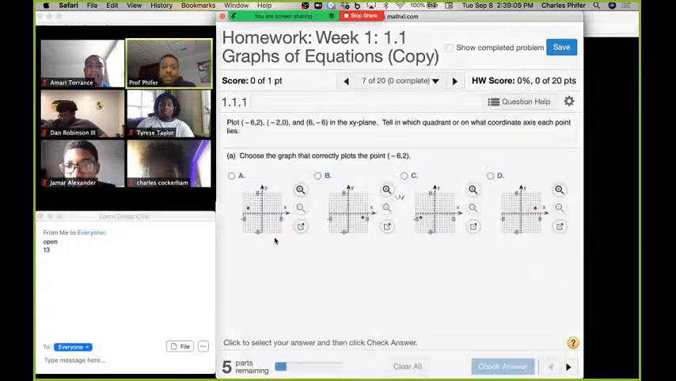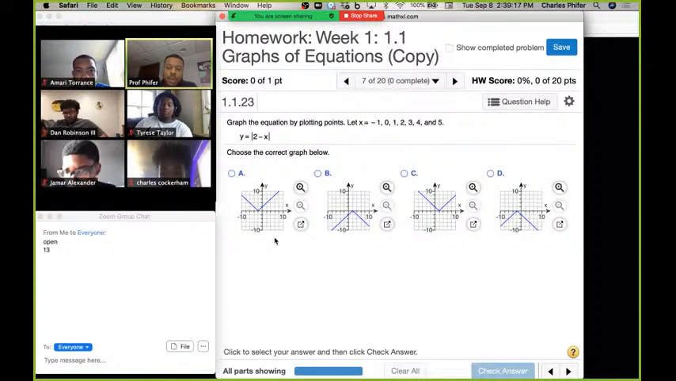So let's take a look at this. So we'll take about 20 minutes on this section, and then we'll do 10 minutes on 1.2, and then on Thursday we'll do 10 minutes on 1.2, and then 20 on 1.3, and that'll get us through the sections for the exam. Graph the equation by plotting points. So let x be these.